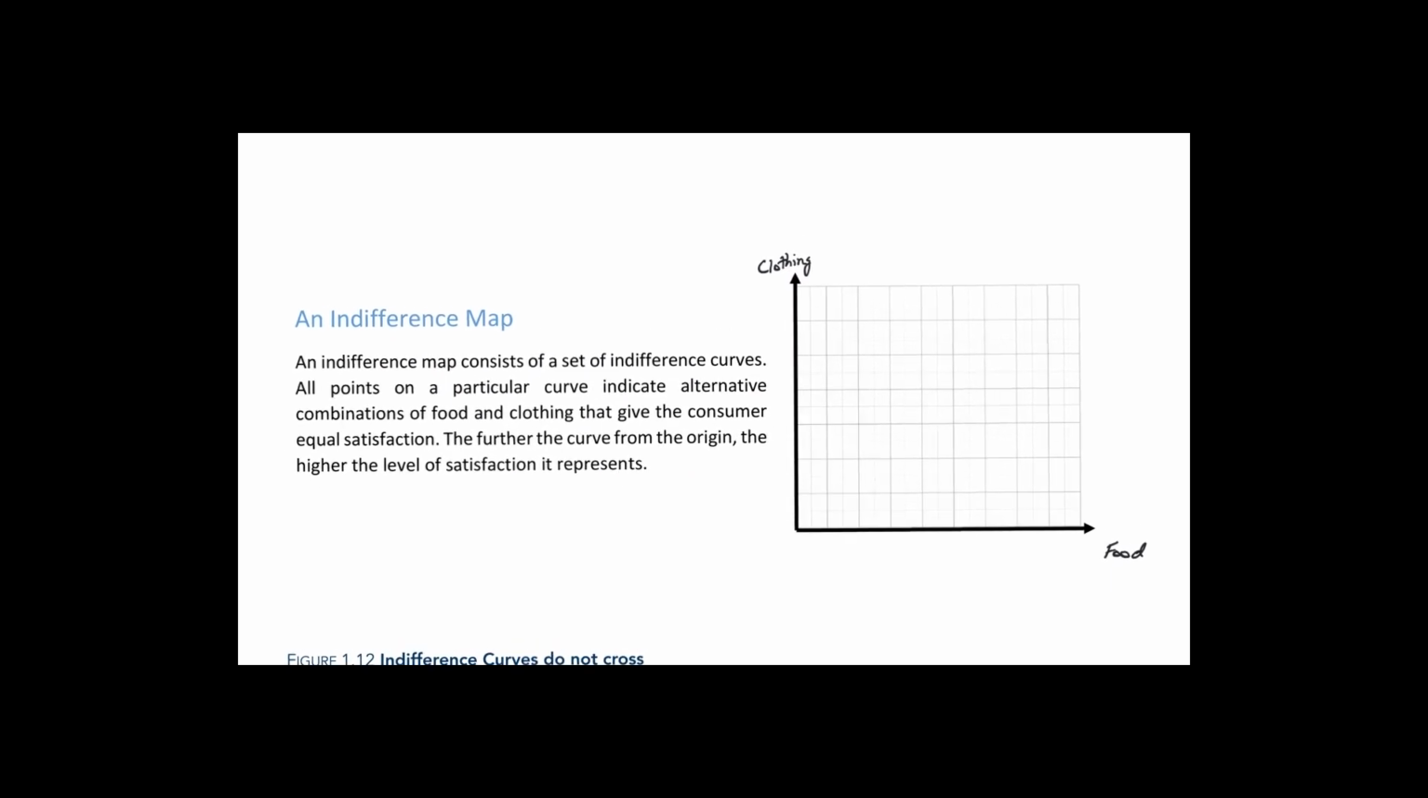Indifference maps are basically various indifference curves which give you various levels of utility. If your indifference curve is on the right hand side, your utility will be greater, because the combinations are more superior. But if your indifference curve is closer to the origin, it's going to have a lesser utility comparatively.